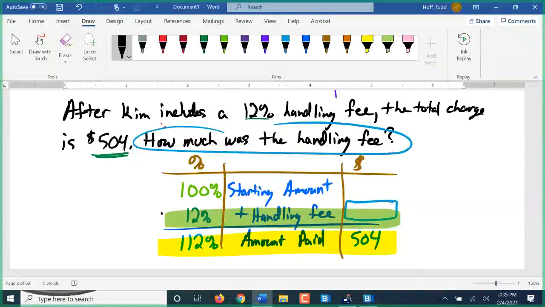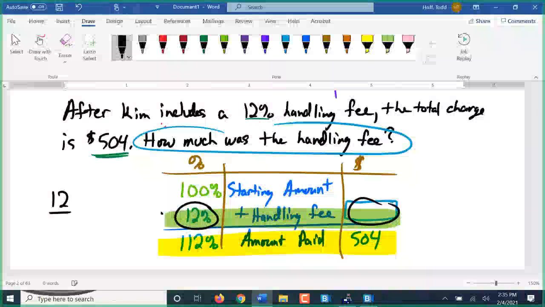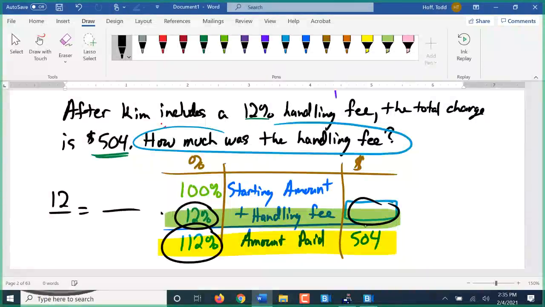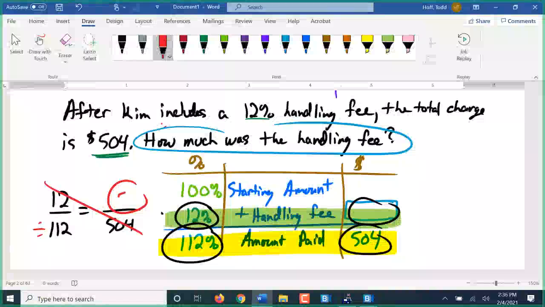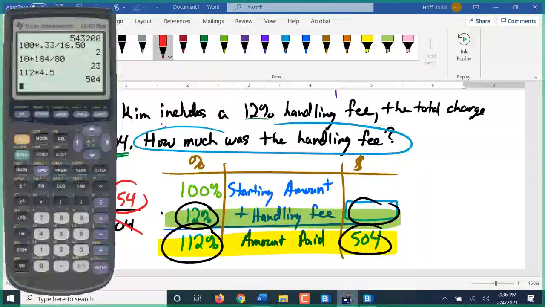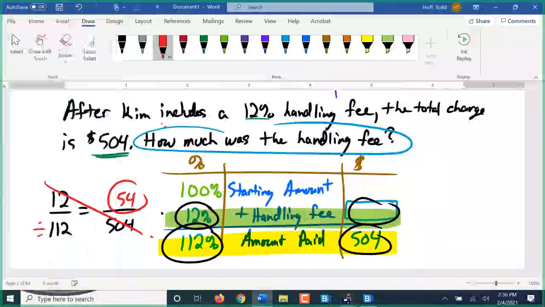Again, I'm just going to use the numbers just like they appear in the table. I've got 12 and a missing number for the handling fee. 112 and 504 for the amount paid. And I'll simply cross multiply and divide. I believe that gives me $450. Oops, not 450, sorry. $54. Let me double check that. 12 times 504 divided by 112, it is $54. So $54 was the handling fee.